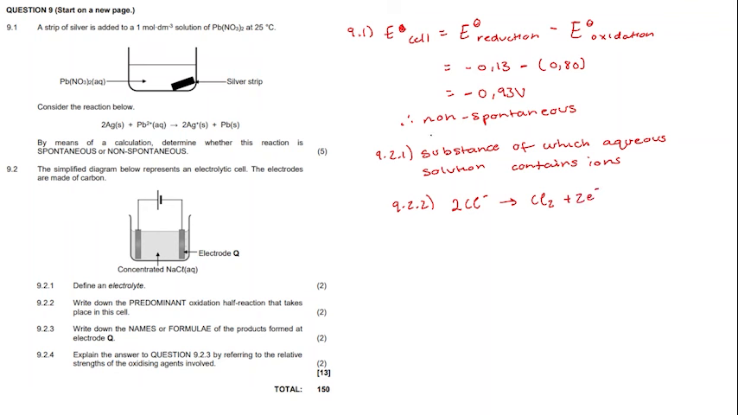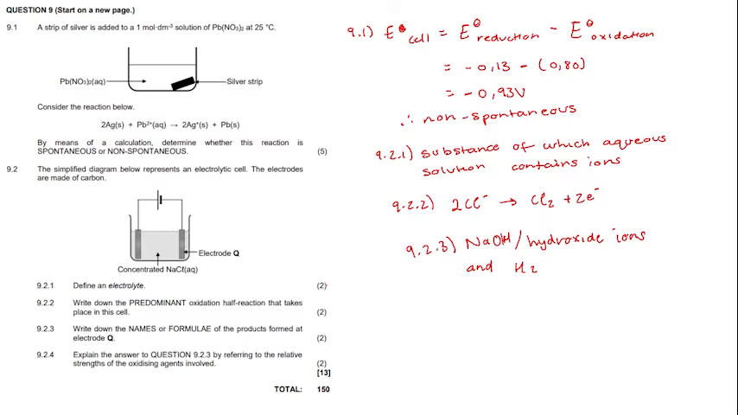Question 9.2.3. Write down the names or formulae of the products formed at electrode Q. So due to this being an aqueous solution, it obviously contains water. So when the chloride ions form chlorine on the electrode, the sodium ions will join to the hydroxide ions and will form sodium hydroxide. Or alternatively, you could have just said hydroxide ions. And then with the remaining H that's in the water molecule, it will form hydrogen gas, which will be released.